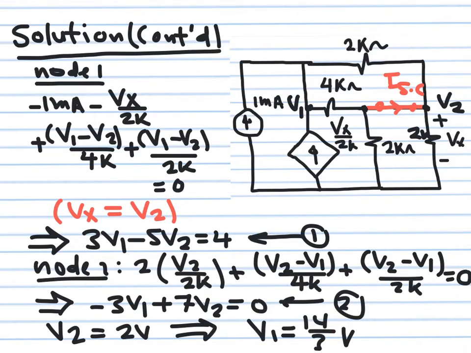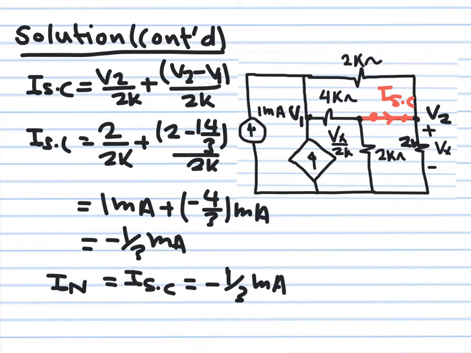Now remember that my target is to get I short circuit, but this I short circuit here is equal to this current plus this current. So I short circuit is equal to V2 over 2k plus (V2 minus V1) over 2k. Once I have V1 and V2, I know what I short circuit is.